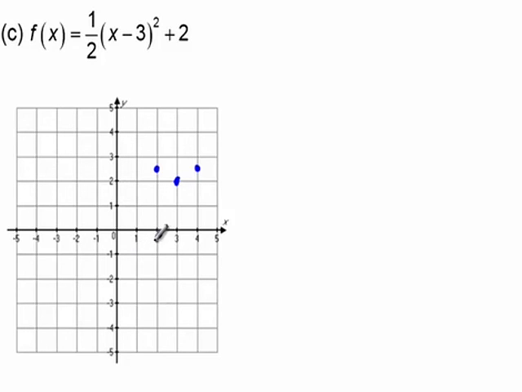The point 2, 4, which is on x squared, we'll take that y coordinate, cut it in half, that puts us at 2, 2. We'll move it to the right 3, up 2, and then again use our symmetry, and we'll connect those dots with a parabola. So there's the graph of part C.